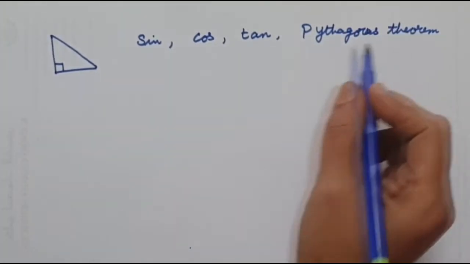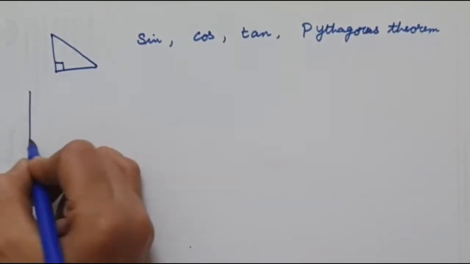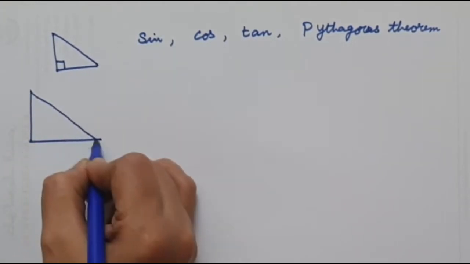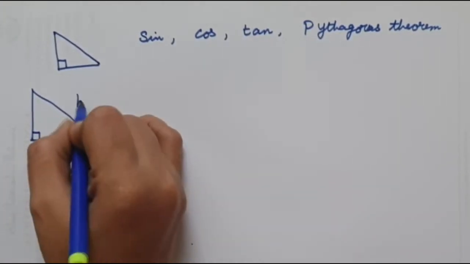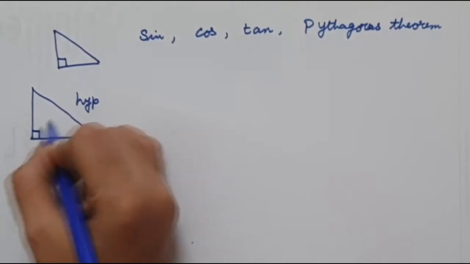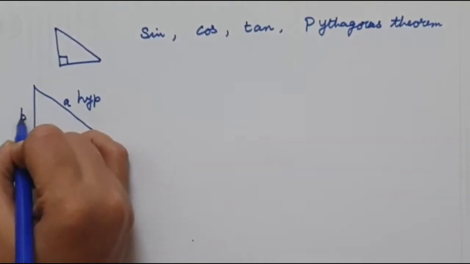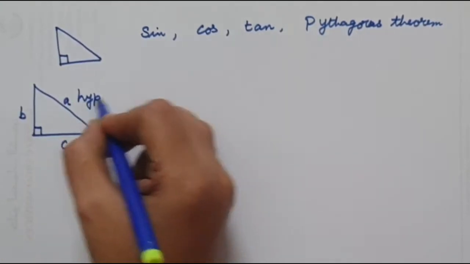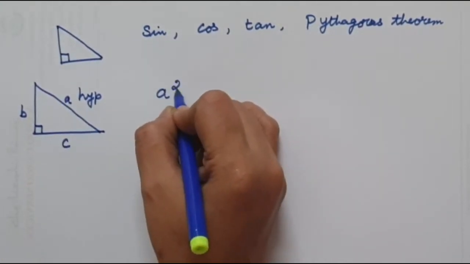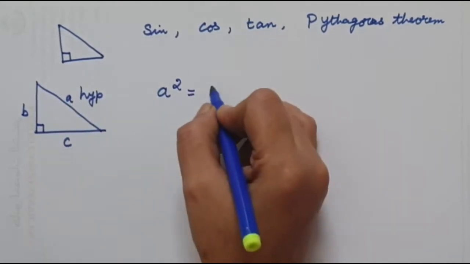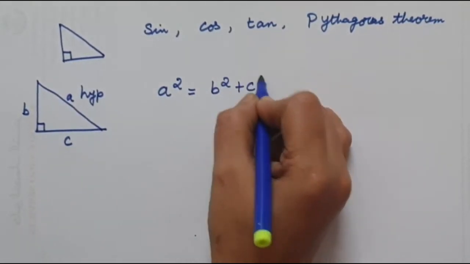Now first let us see how to use the Pythagoras theorem. If it is a right angle triangle over here, the opposite side is the hypotenuse. Opposite to 90 degrees is the hypotenuse. Suppose if you take this as A, B and C, the Pythagoras theorem states that the hypotenuse square, that is A square, will be equal to B square plus C square.